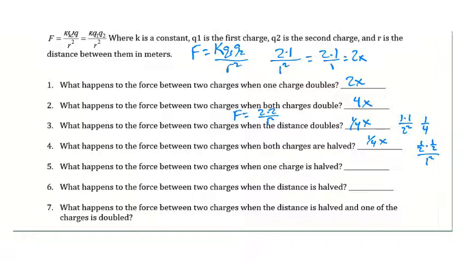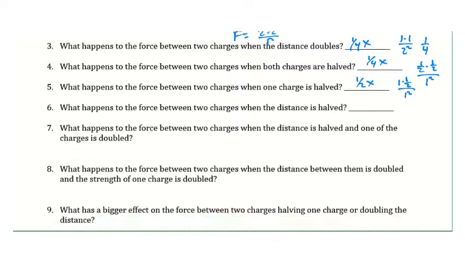What happens to the force between two charges when one charge is half? So 1 times 1/2 over 1 squared. It's going to be halved. And when the distance is halved, so first charge stays the same, second charge stays the same, the distance is halved, so you're going to have 1 over 1/4. Well, 1 divided by 1/4 is 4. So it's going to quadruple.